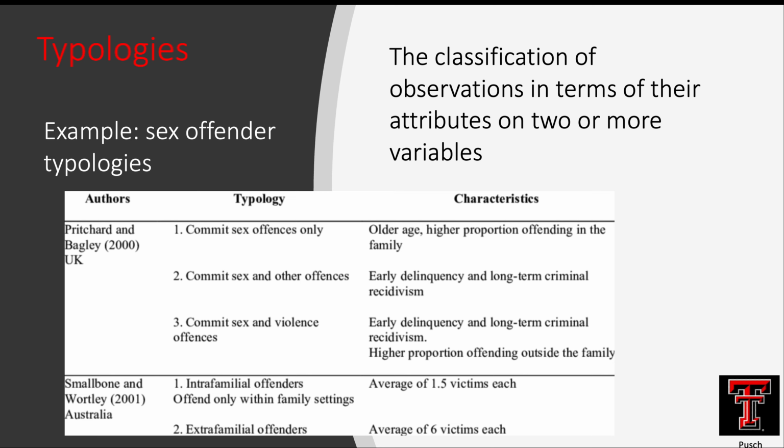So here we have two different examples of sex offender typologies and their characteristics. First typology: do they commit sex offenses only? Do they commit sex and other offenses? Or do they commit sex and violent offenses? And the characteristics of each of these types of offenders. The second typology looked at the victims. Intrafamilial offenders offend only in family settings with fewer victims, or extrafamilial offenders that have a larger average number of victims.